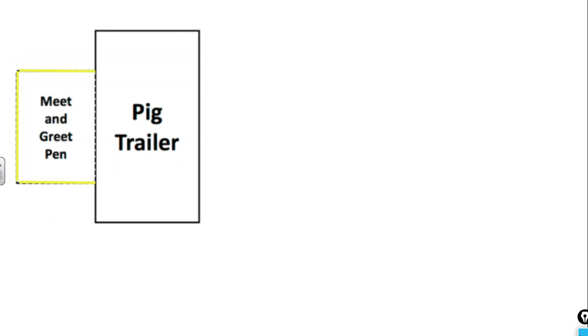So you can see in the diagram on the screen, we have the pig trailer, which is the large rectangle, and the pig trailer is going to make up one of the four sides of the meet and greet pen. So the 80 feet of fencing that he's going to use for the perimeter of the meet and greet pen is going to be made up of only those three yellow sides that you see. So that's important to keep in mind.